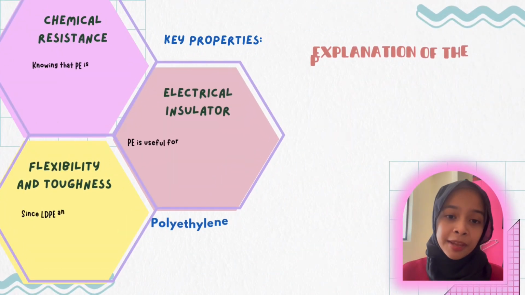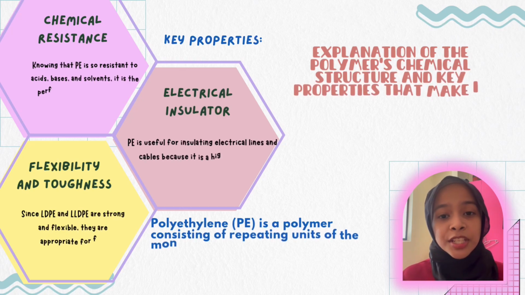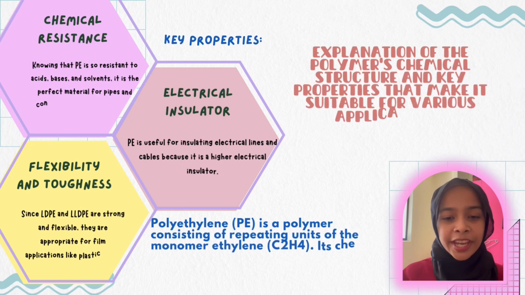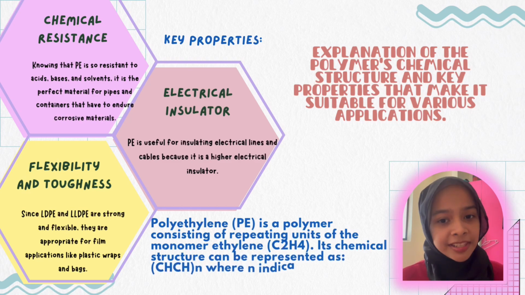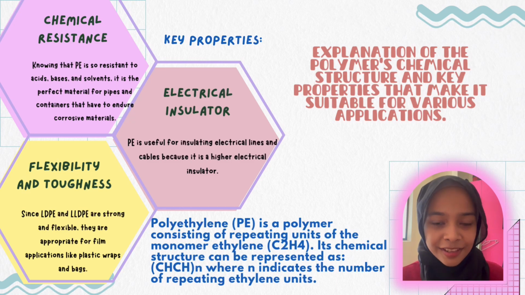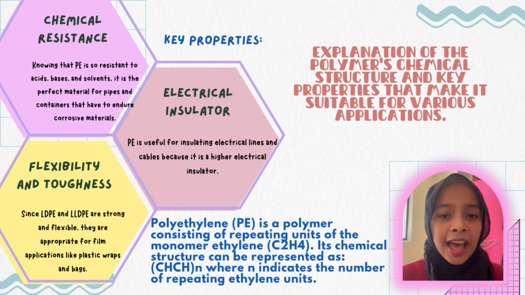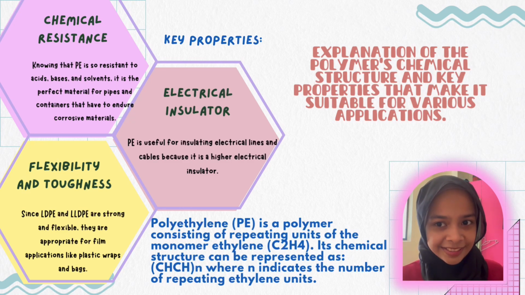Explanation of the polymer chemical structure and key properties. Polyethylene consists of repeating units of monomer C2H4. The key properties. First, chemical resistant. Polyethylene is resistant to acid, base, and solvent. Second, electrical insulator. Polyethylene is useful for insulating electrical line and cable because it is a high electrical insulator.